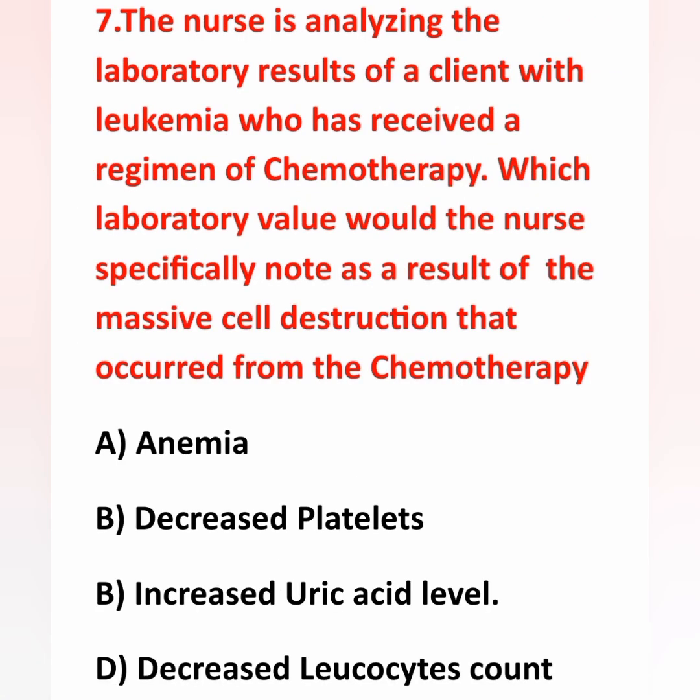Question number 7. The nurse is analyzing the laboratory result of a client with leukemia who has received a regimen of chemotherapy. Which laboratory value would the nurse specifically note as a result of the massive cell destruction that occurred from the chemotherapy? The options are: option A, anemia; option B, decreased platelets; option C, increased uric acid level; option D, decreased leukocyte count.